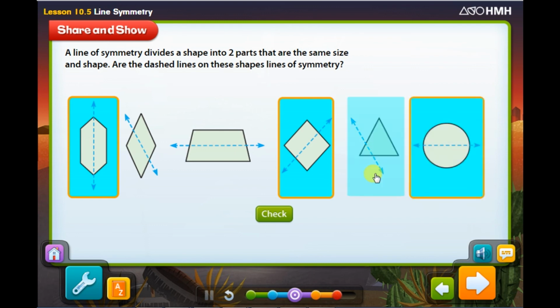Now let's check and see if my answers are right. Great job! You identified all the shapes that show a line of symmetry.